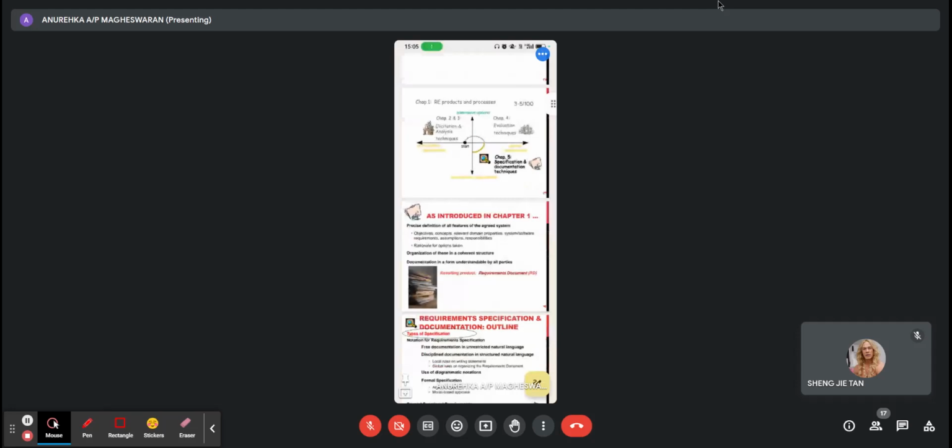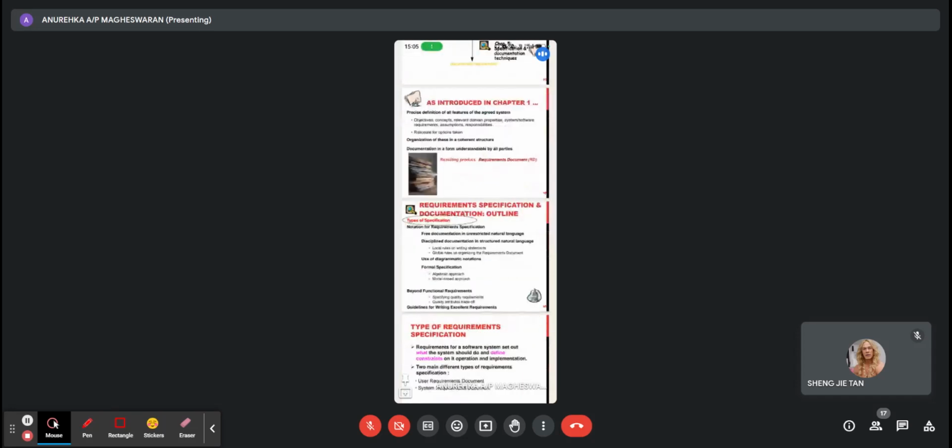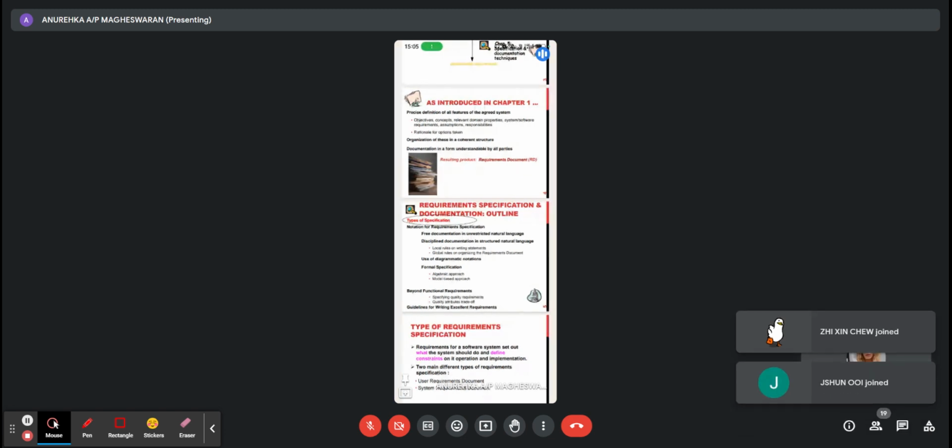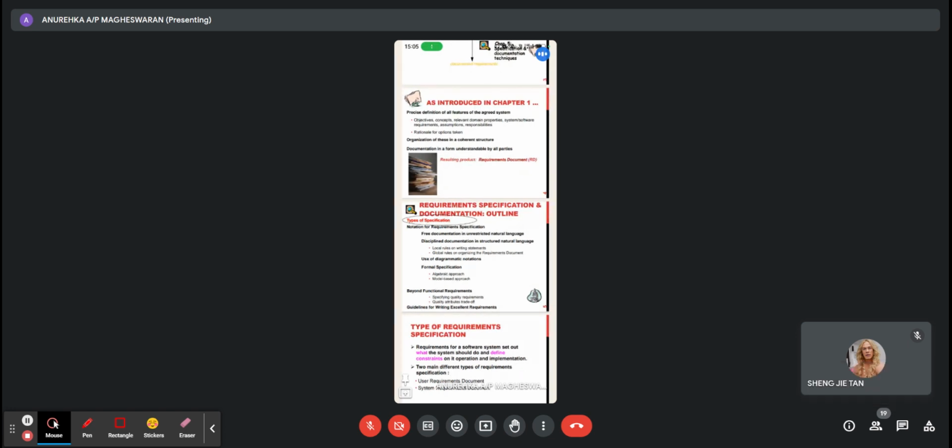Actually, requirement specification. There are a few types of specification. I guess you are aware of these specification types, just that now you have to really clearly understand there are four main types of requirement specification. The first type is actually free documentation.